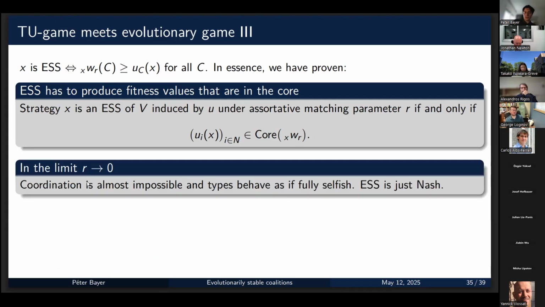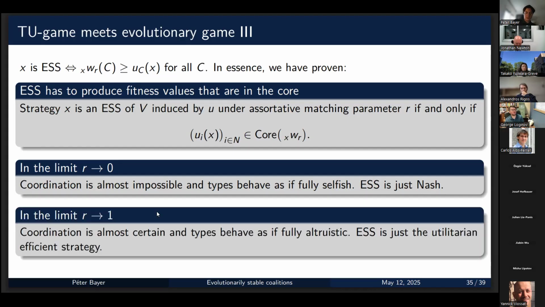In the limit R equals 0, there is no coordination, and the types behave as if they are fully selfish. So the ESS just reduces to Nash equilibrium. In the limit R equals 1, coordination is certain, and types behave as fully altruistic. ESS is just a utilitarian efficient strategy. This is what happens in the limits, and everything for an in-between value of R is just the core of this weird cooperative game.